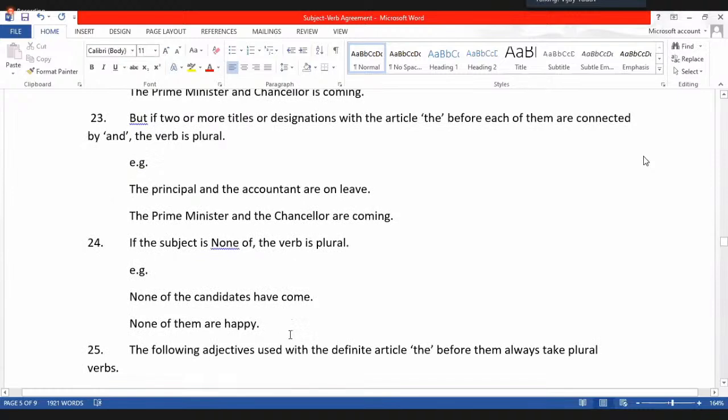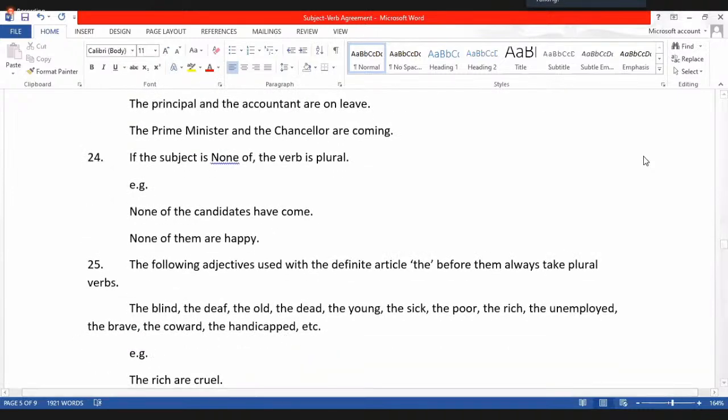Okay. If the subject is none of, we use plural verb. So none of the candidates have come. None of them are happy. But remember, just keep in mind, I haven't mentioned here, after this, you can also use singular verb. None of the candidates has come. This is also correct. None of them is happy. Also correct. But this is more appropriate. Isn't it? That's why I haven't written another. But that is also correct, not wrong.